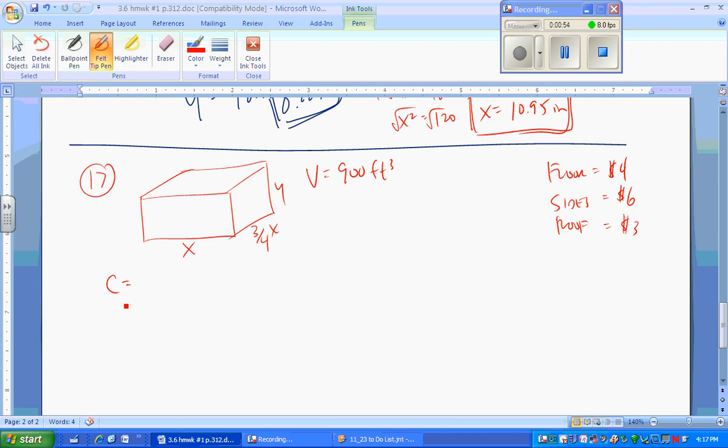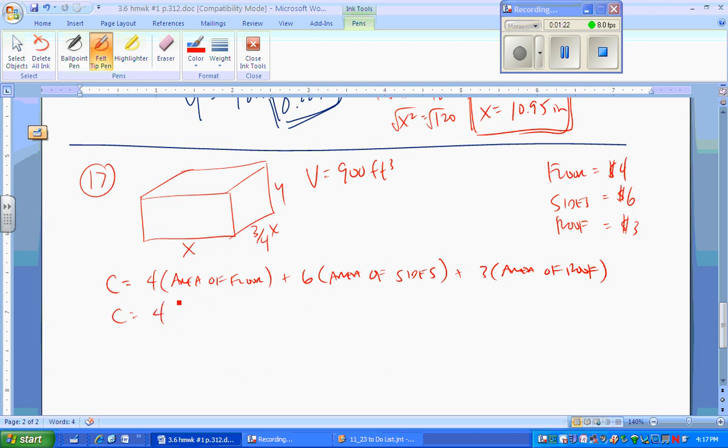So the cost is going to equal $4 times the area of the floor, plus $6 times the area of the sides, plus $3 times the area of the roof. So 4 times the area of the floor is just x times 3/4 x. So we get 3x squared plus 6 times the area of the sides.